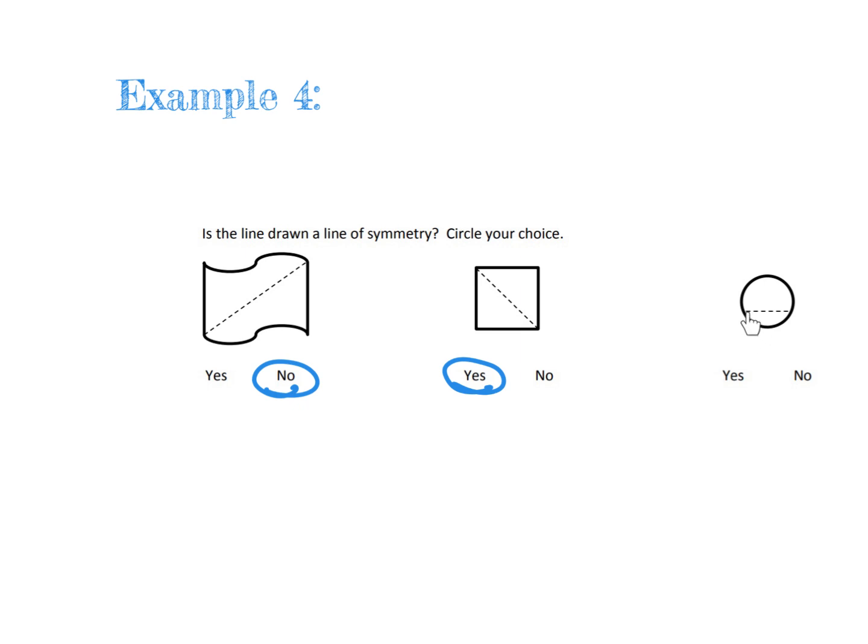For the last one, this line is going through closer to the bottom of the circle rather than the middle. Since it is not through the middle, or through the top and the bottom, or a diagonal, this line is not a line of symmetry for this circle. So we will circle no.